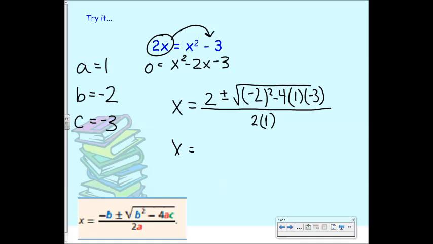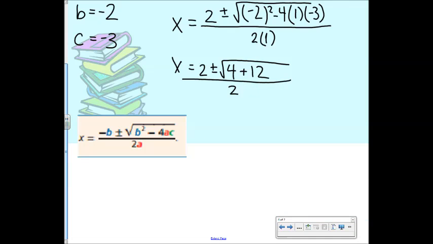2. What is negative 2 squared? 4. Good. 4 minus, what's 4 times 1? Negative 4. Negative 4 times negative 3. Positive or negative 12? Positive 12. All of that over what's 2 times 1? 2. All right, now this one, x equals 2 plus or minus square root of what's 4 plus 12? 16. Very good. Over 2.